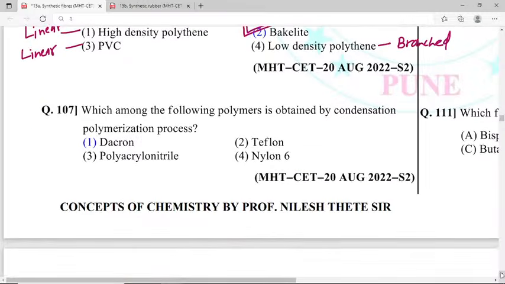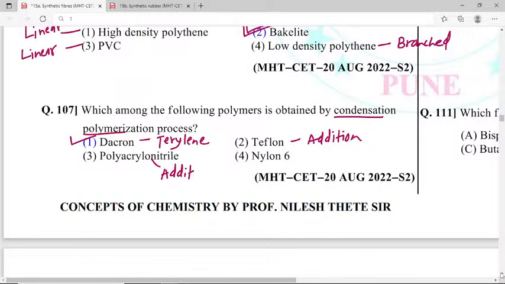Which among the following polymers is obtained by condensation polymerization? Dacron. Dacron stands for terylene. All remaining examples: Teflon. Teflon is addition polymerization. Next, polyacrylamide, addition polymerization. Nylon 6, ring opening mechanism. Ring opening polymerization.